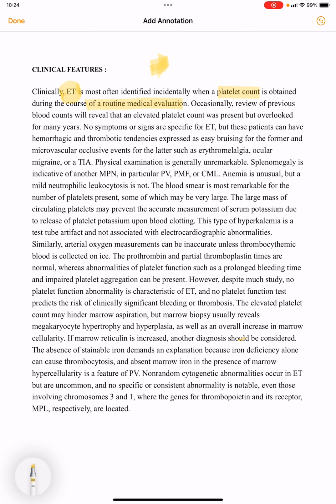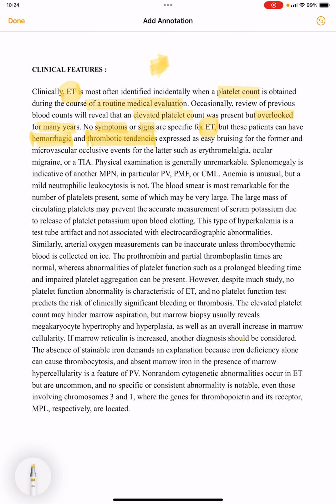Occasionally, if you review previous blood counts, they might show that there was an elevated platelet count, but it was overlooked for many years. No symptoms or signs are specific for essential thrombocytosis, but these patients can have hemorrhagic and thrombotic tendencies.